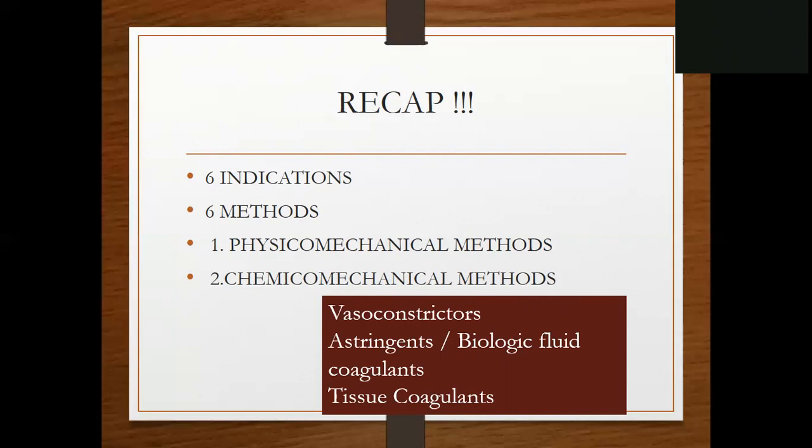Astringents we use 4 types, that is alum, aluminium chloride, ferric sulfate and tannic acid. How do they act? They act by coagulating the blood and the GCF. Tissue coagulation, the 2 tissue coagulants used are silver nitrate and 8% zinc chloride.